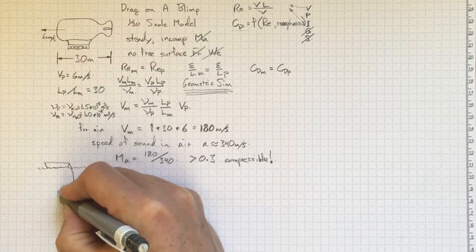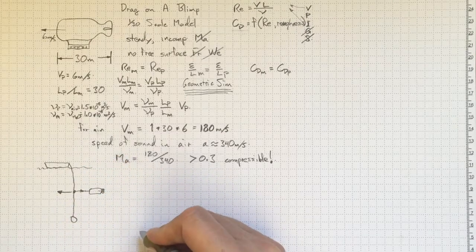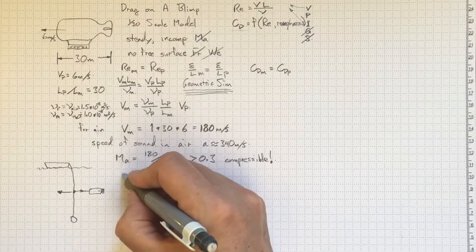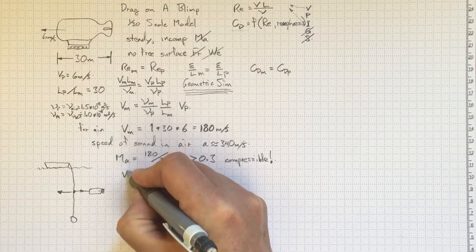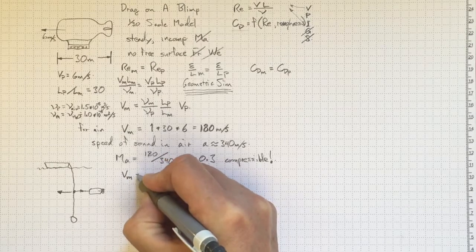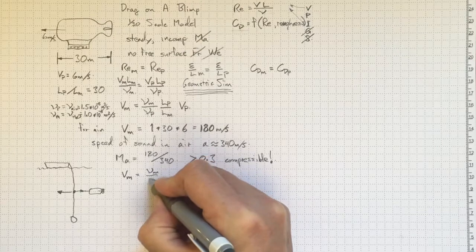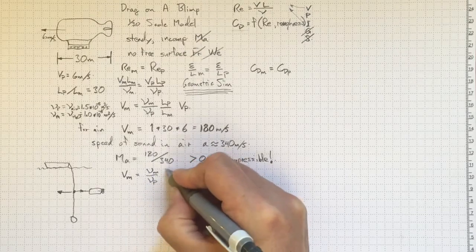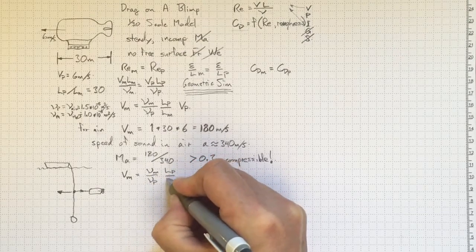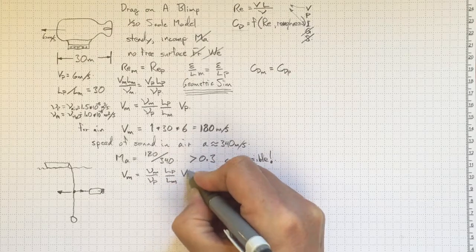Question is, how fast do we have to tow it through the water? I'm not really sure yet, but let's find out. So now, if I was testing in the water to have Reynolds number similarity, I would still have to have the model velocity equal to the viscosity ratio times the length ratio times the velocity in the prototype.